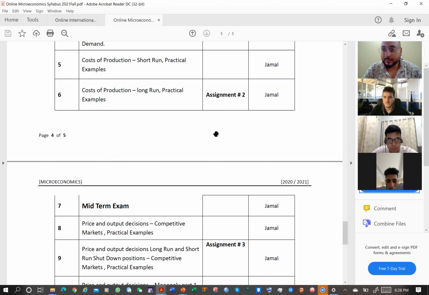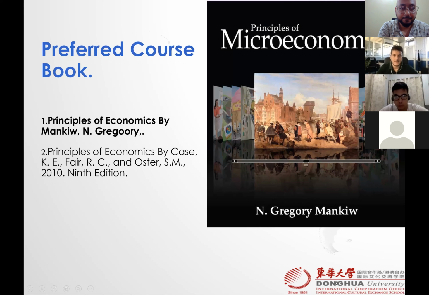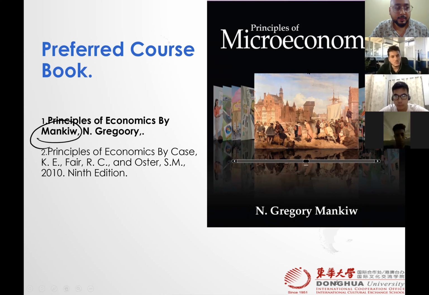Okay, so the preferred textbook is going to be Principles of Economics by Moncrief. Sorry guys. The preferred textbook is Principles of Economics by Moncrief, and the second textbook is Principles of Economics by Case, Fair, and Oster.